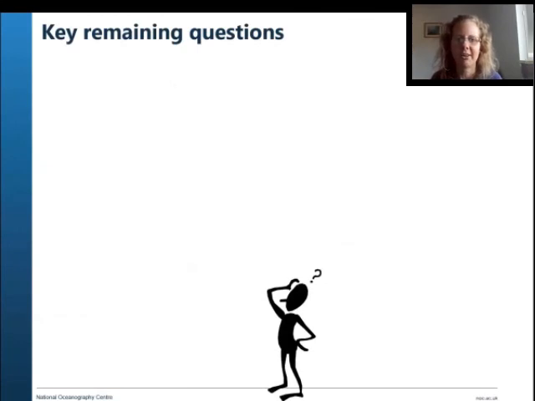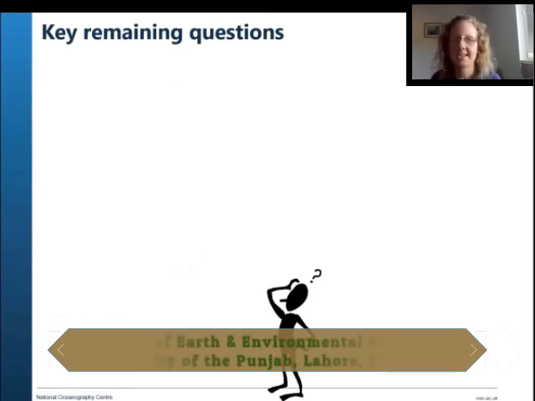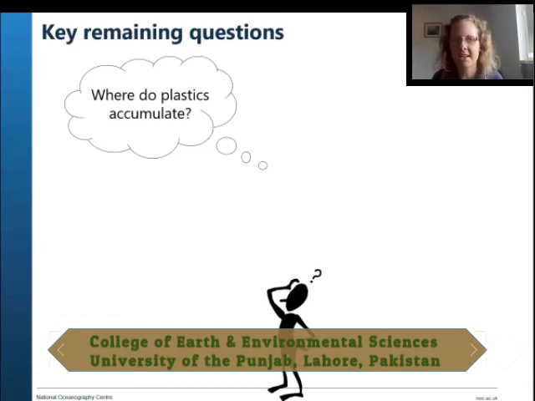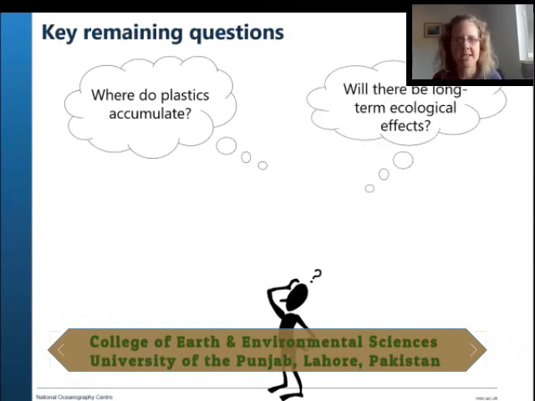However, we do have a lot of remaining questions. So there's a lot that we still don't understand about microplastics and plastics in general. I've talked a lot about microplastics, but it's really an issue about plastics in general. So firstly, we don't really understand where plastics accumulate and what leads these plastics to accumulate in specific areas. For example, on the sea floor or in remote regions, we find plastics. So why is this? Will there be long-term ecological effects?